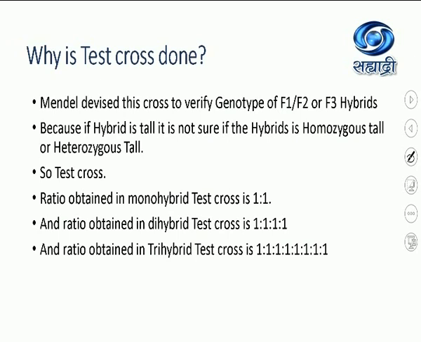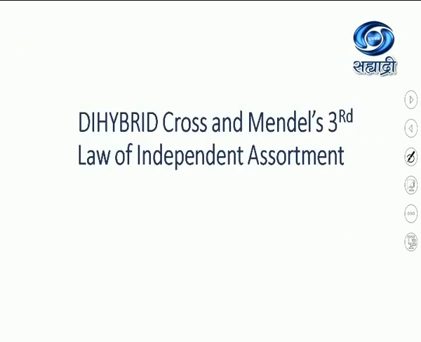We studied the example of violet flower. So test crosses are done. Always remember, students, the ratio obtained in a monohybrid test cross is 1:1. The ratio obtained in a dihybrid test cross will be 1:1:1:1, and the ratio obtained in a trihybrid test cross will be 1:1:1:1:1:1:1:1. So how many 1s? 1, 2, 3, 4, 5, 6, 7, 8. Eight 1s. This is why a test cross is done: to identify the genotype of F1 or F2 or F3 hybrids.